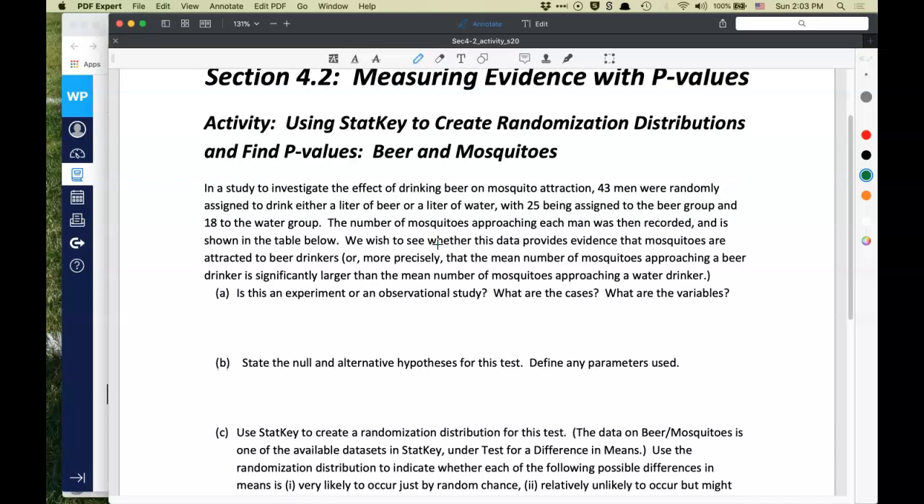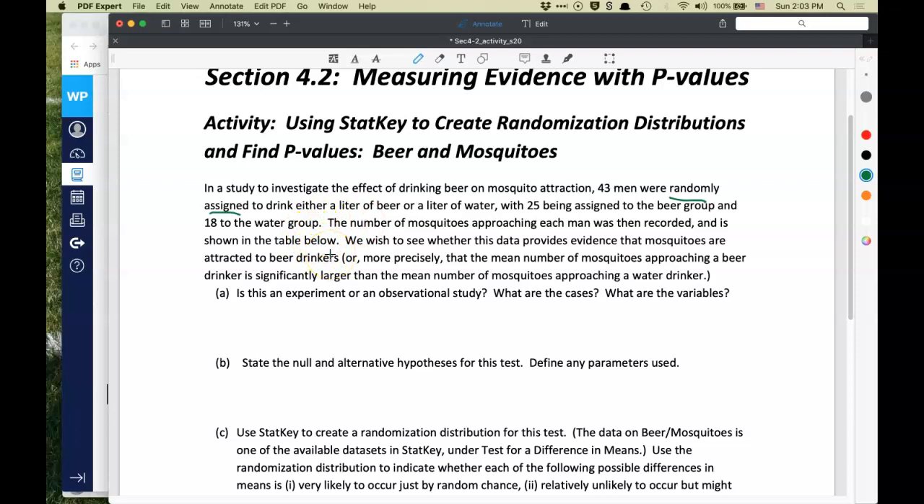So in a study to investigate the effect of drinking beer on mosquito attraction, 43 men were randomly assigned to drink either a liter of beer or a liter of water. I don't think we're given the time frame there. So with 25 being assigned to the beer group, 18 to the water group. The number of mosquitoes approaching each man was then recorded and is shown in the table below.